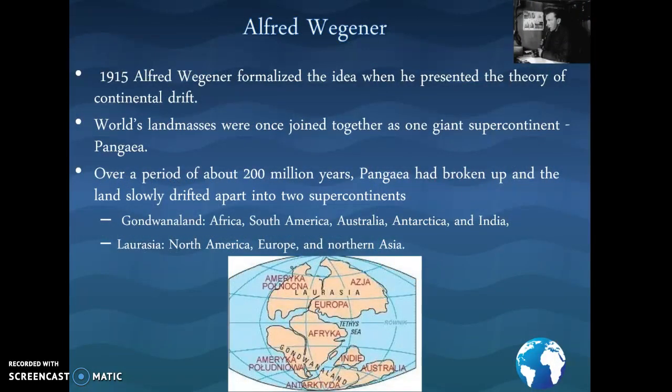Alfred Wegener is the person who made it popular. In 1915, so almost 400 years later, Alfred Wegener formalized the idea when he presented the theory of continental drift. Very similar to Abraham, he believed that the world's landmasses were once joined together as one giant supercontinent, called Pangaea, which means one or all land. He said over about 200 million years, Pangaea had broken up and the land slowly drifted apart into two supercontinents that he called Gondwanaland, which would be down here we have Africa, South America, Australia, Antarctica, India, and then Laurasia, North America, Europe, and Northern Asia.